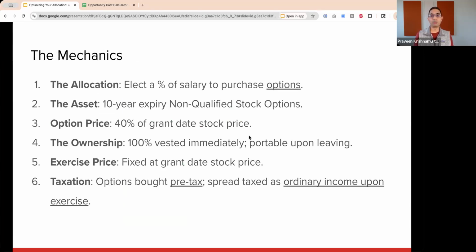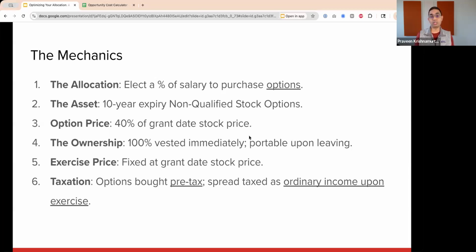Let's make sure we're grounded on terminology and the mechanics before we apply any framework. An option is simply the right, but not an obligation, to buy a share of stock at a fixed price, known as the exercise price or the strike price. The spread is the difference between the stock price and your exercise price at the time you choose to exercise the option. So here's how the SOP works.